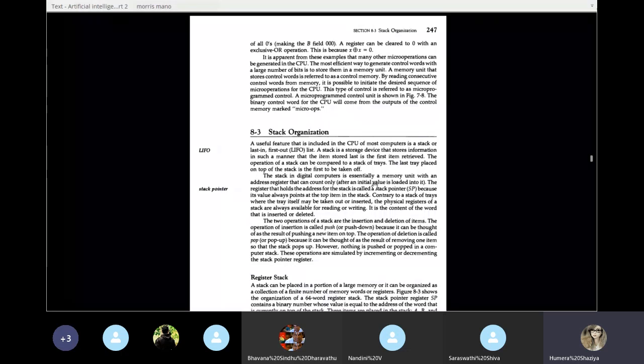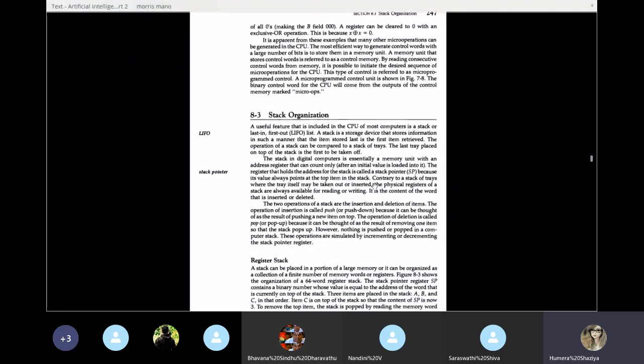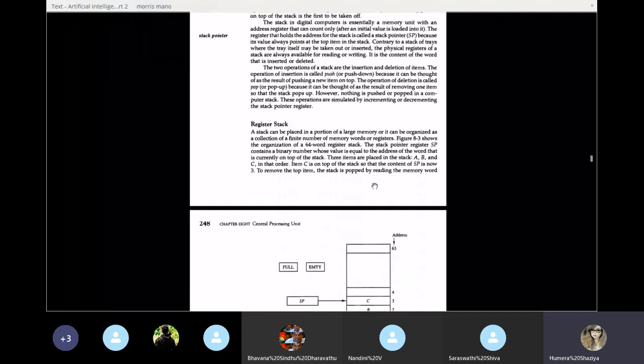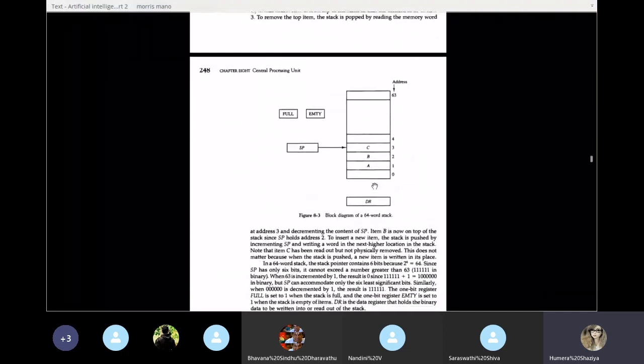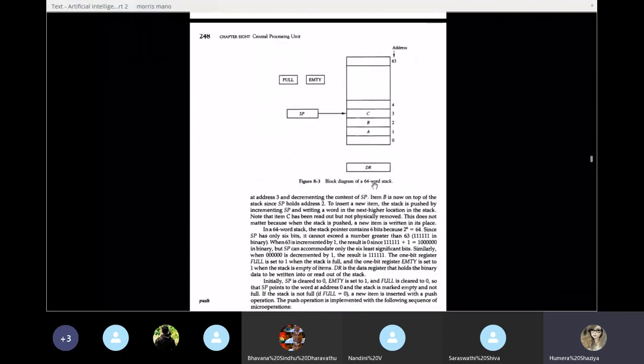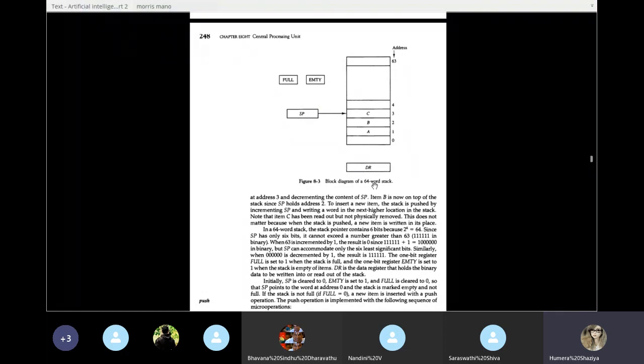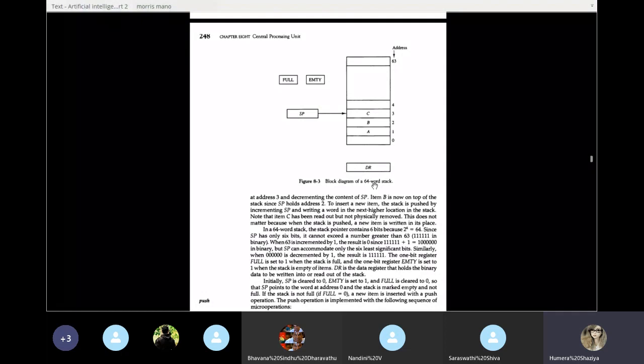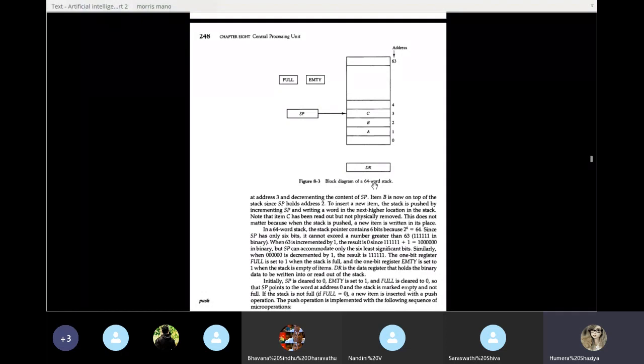Also, stack is very useful for arithmetic expression evaluation. Okay, so first let us look at how it is used in this memory.